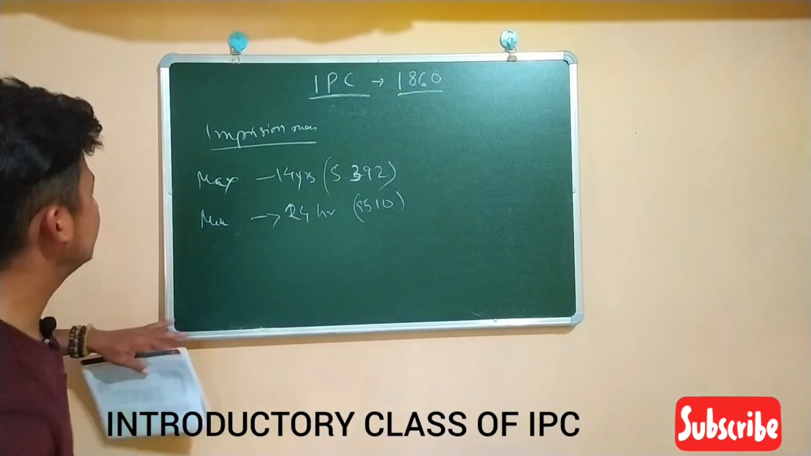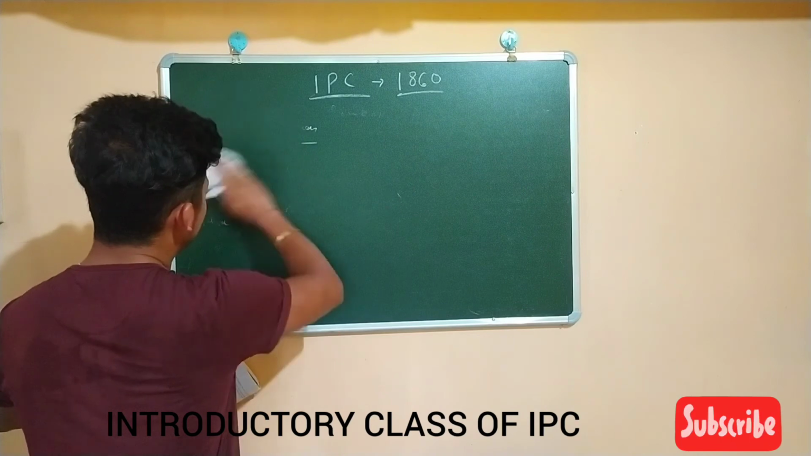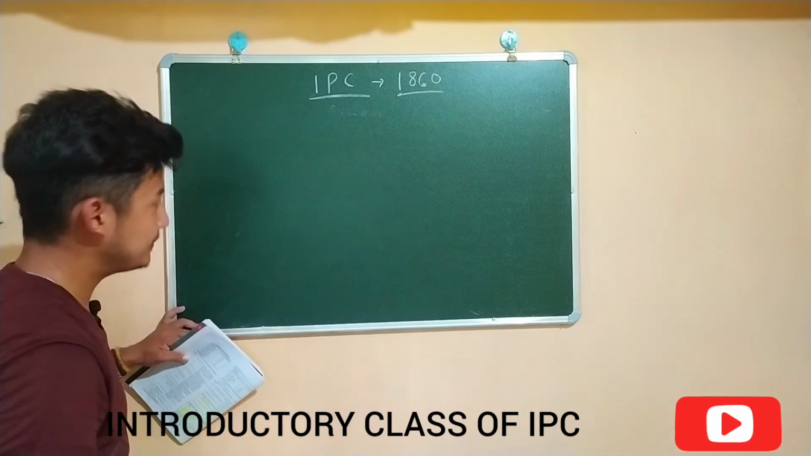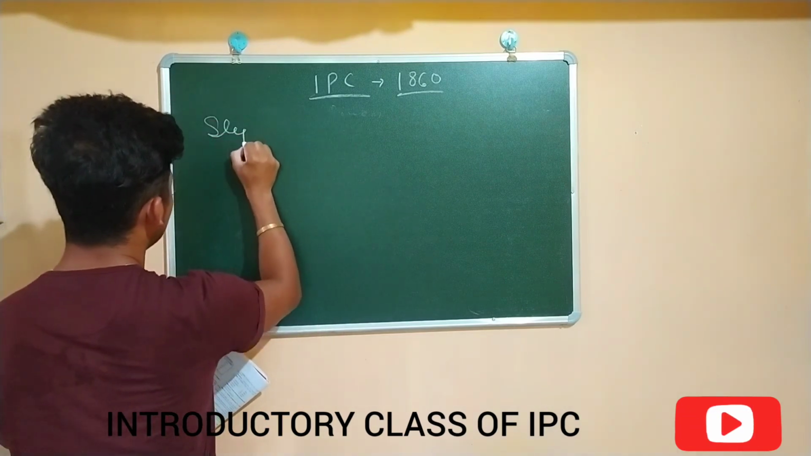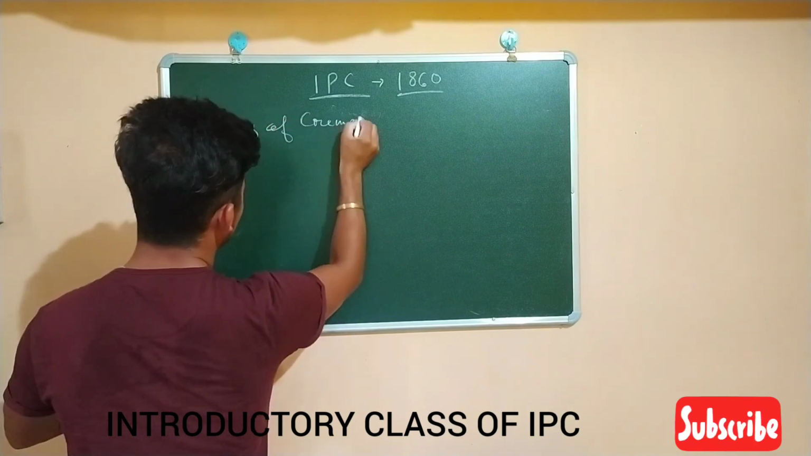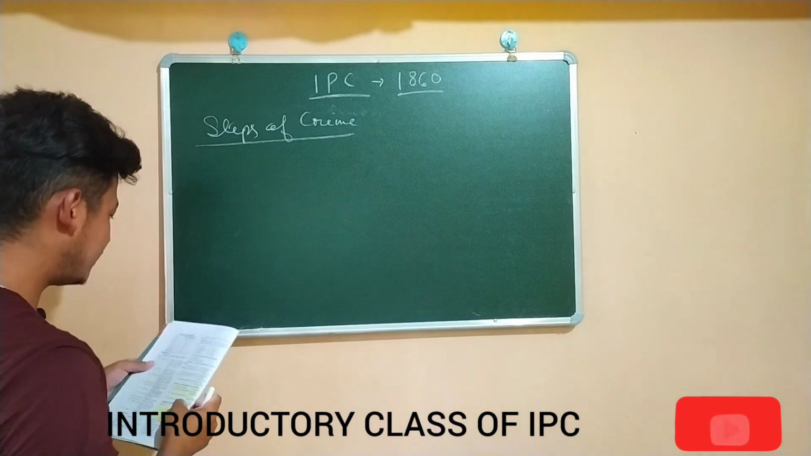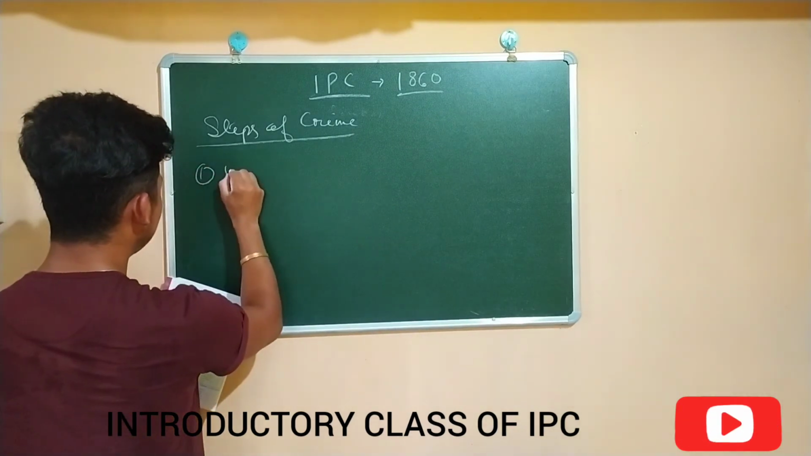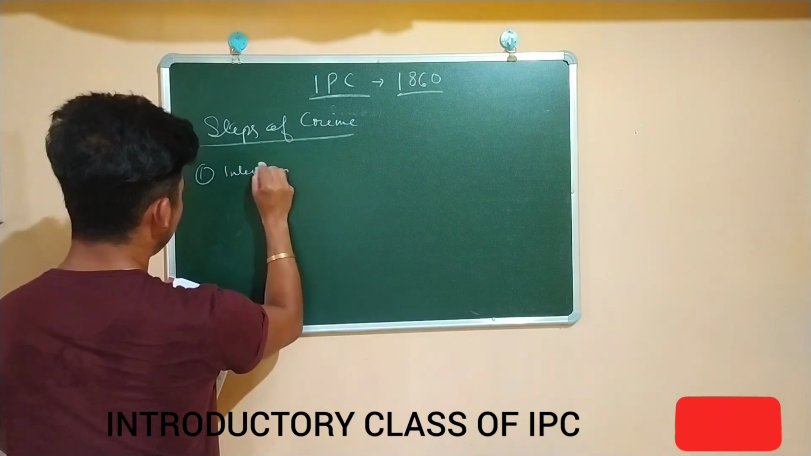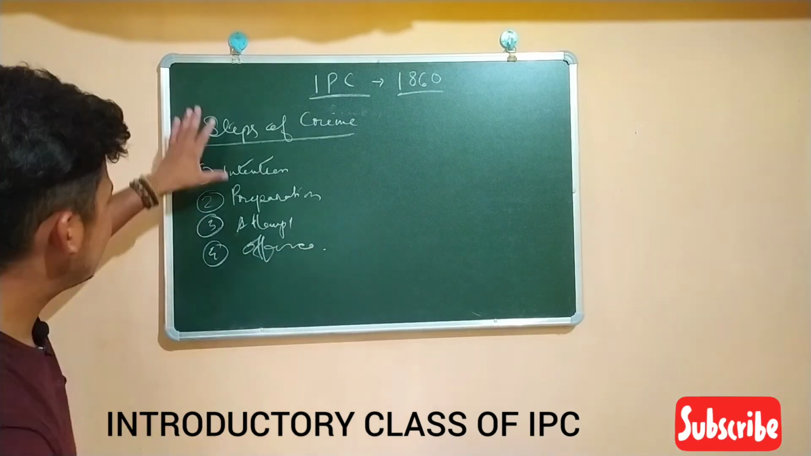Okay, so now we will see the steps of crime. We have seen elements of crime. Now we will see the steps of crime. The number one step is intention, and the last is offense. These are the steps of the crime.